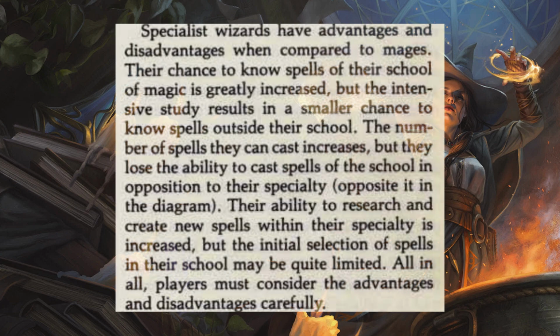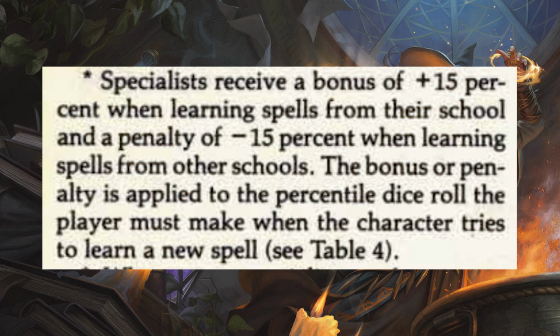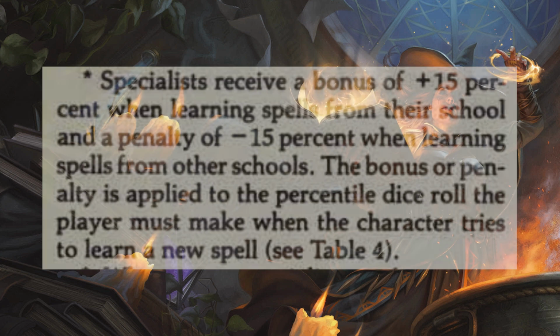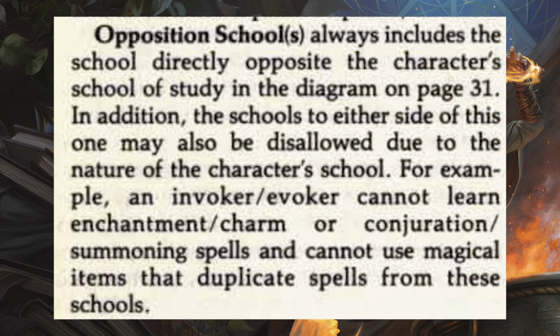Specializing in a certain school of magic would have certain benefits, but also some downsides. Being a specialist would provide you with an increased 15% chance to learn spells within your designated school, but simultaneously an equivalent decreased chance to learn spells outside of your specialty. Additionally, it would not be possible to learn spells opposite of your school of magic, and even in some cases, those adjacent to your opposite.